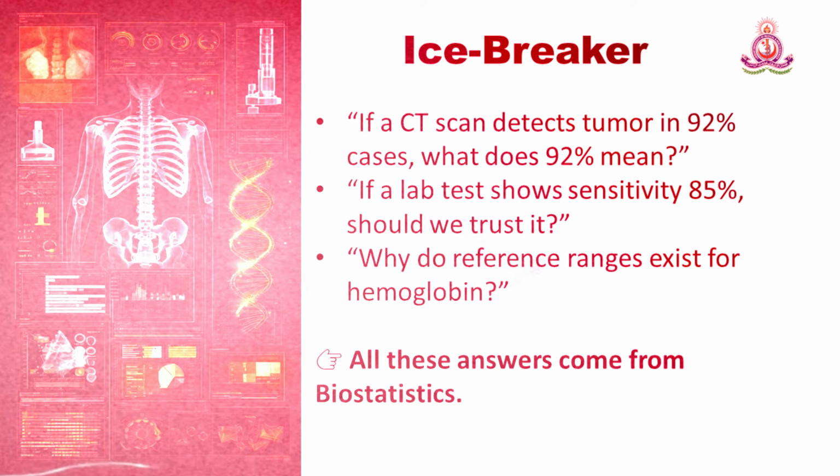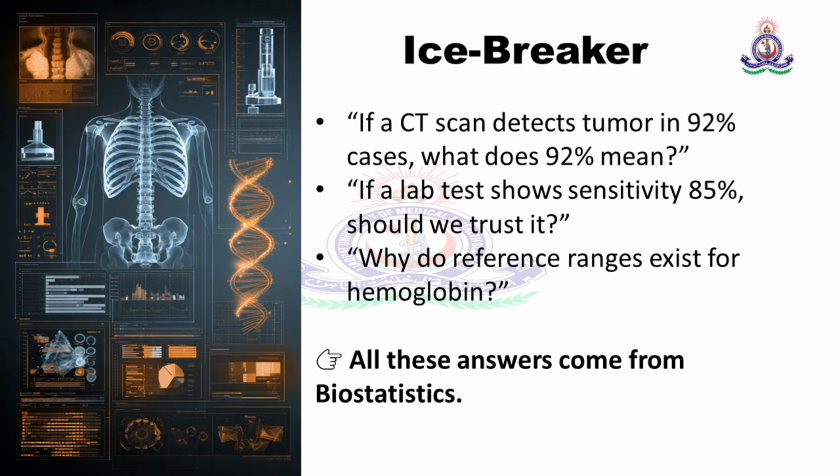And reference ranges for hemoglobin. Why do we have them? Because without statistics, a hemoglobin of 7.5 might mean nothing. With statistics, it means urgent action. Every single answer today comes from biostatistics. So let me give you the official definition.